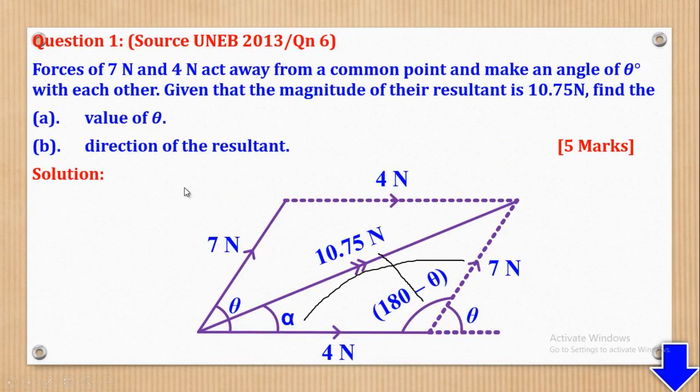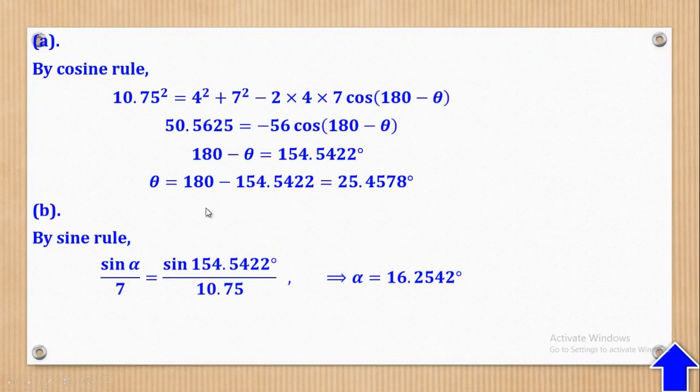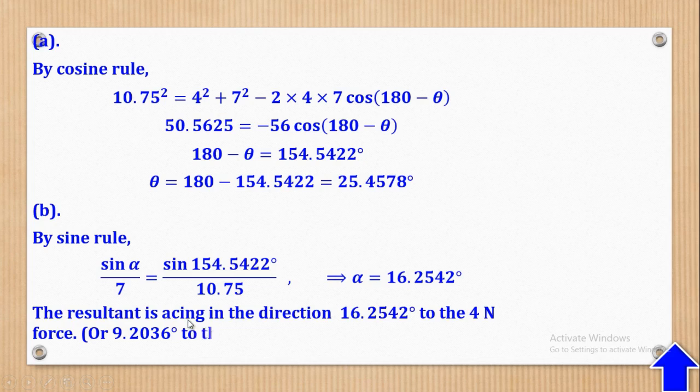So basically, that's what they wanted in this question. In part A, they wanted theta, and in part B, they wanted alpha. Now let's see how marks can be awarded. So here we shall state that the resultant is acting in the direction 16.2542 degrees to the 4 Newton force, or you can say that the resultant is acting in the direction 9.2036 degrees to the 7 Newton force. So any of the two is okay.